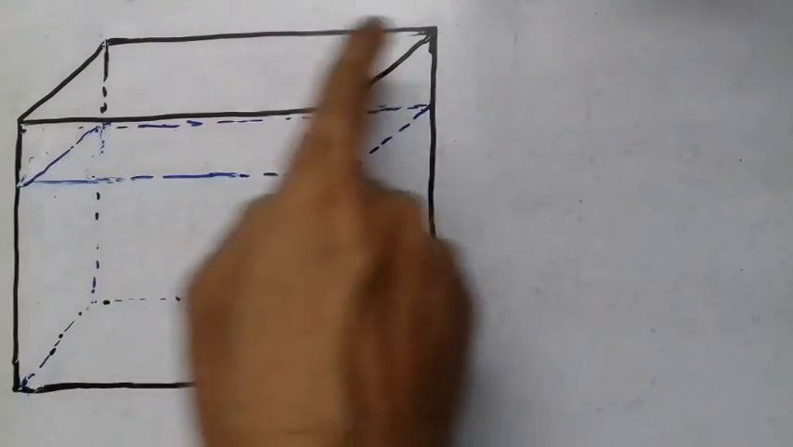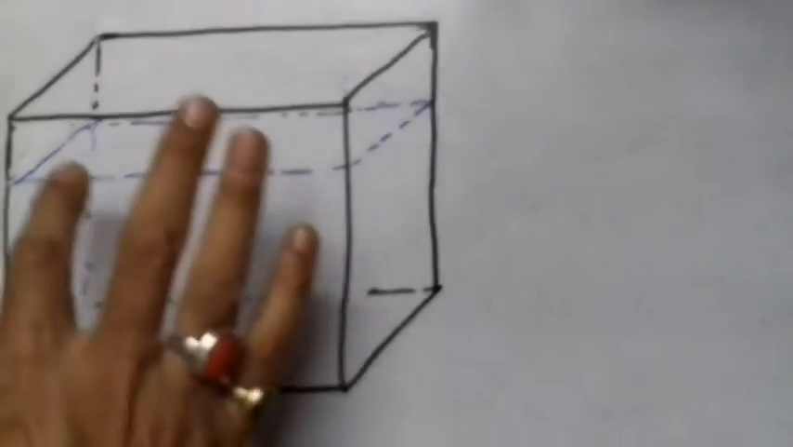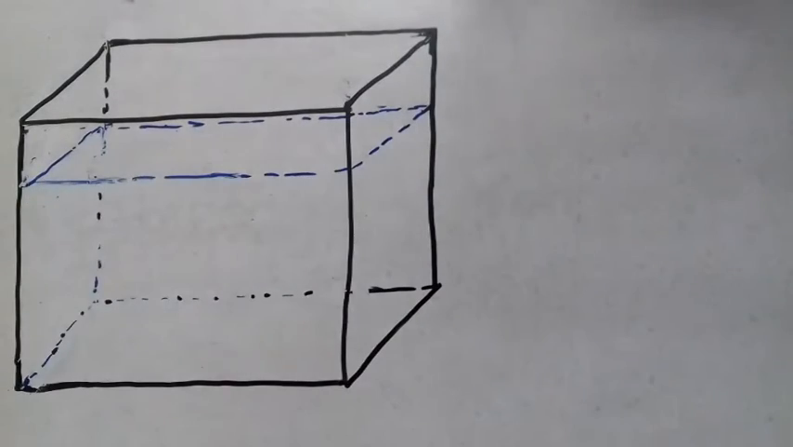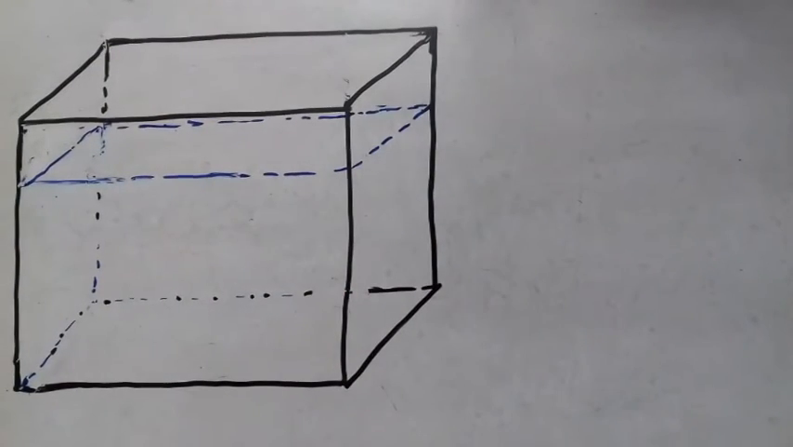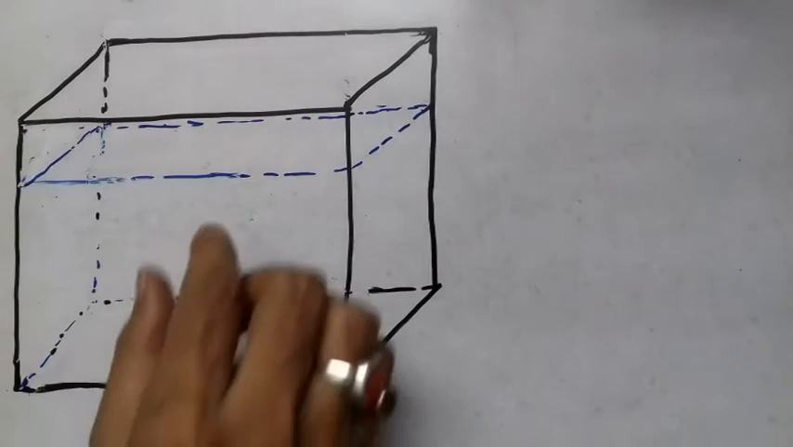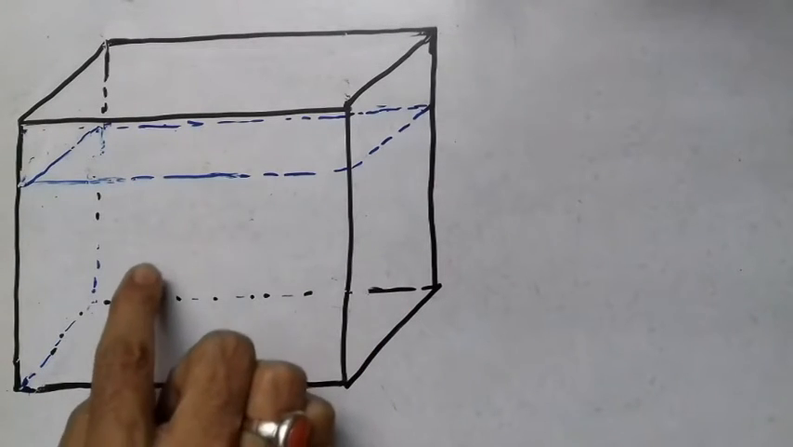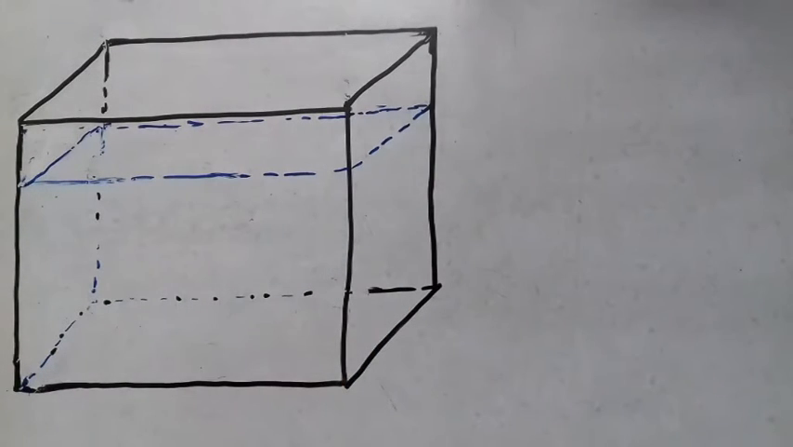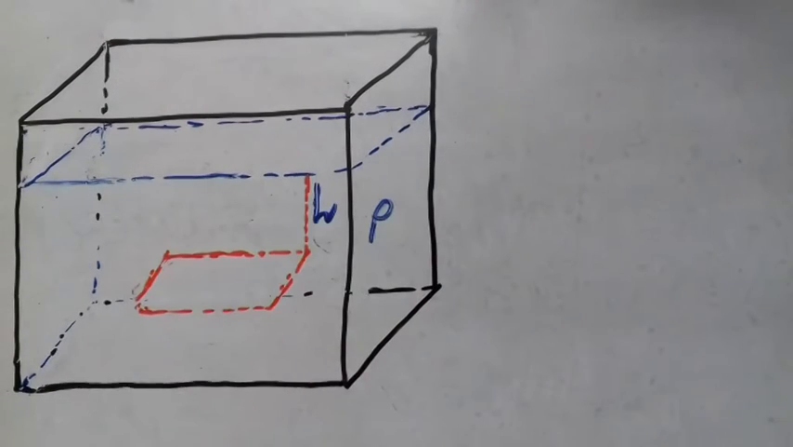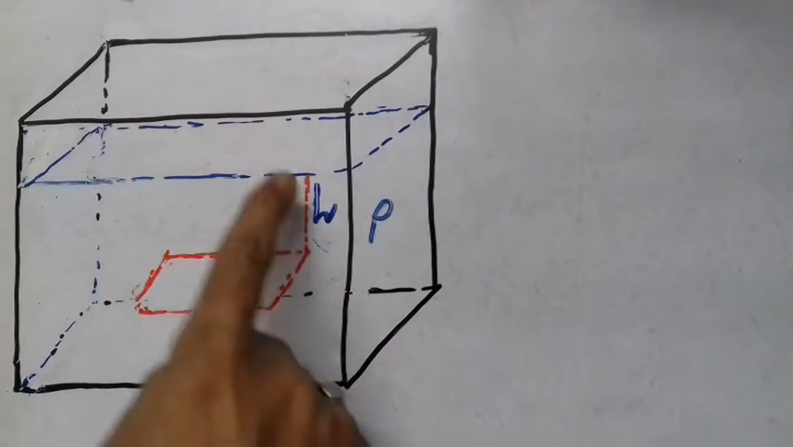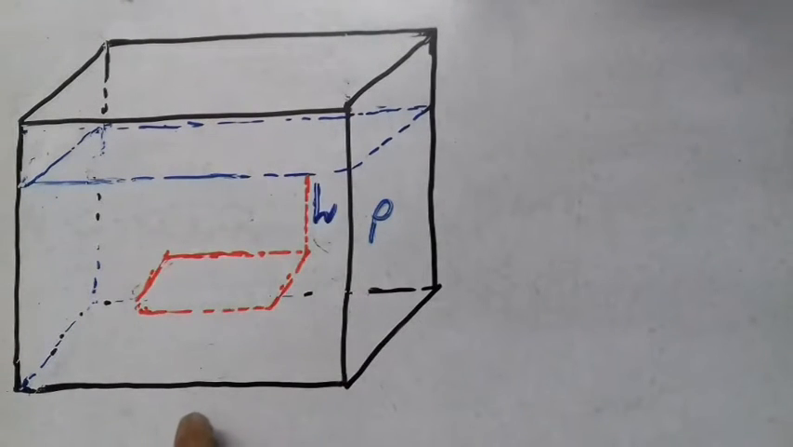Let us consider this vessel contains some water. This is the open surface of water. Now let us suppose there is a rectangular surface at depth h. This is the rectangular surface at depth h from the open surface of liquid.